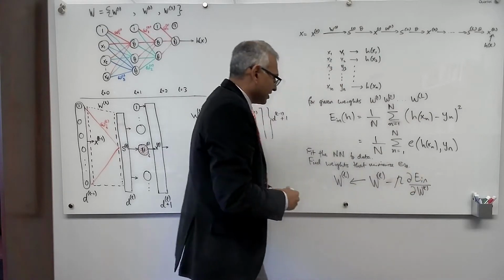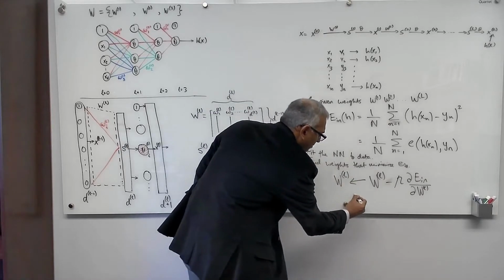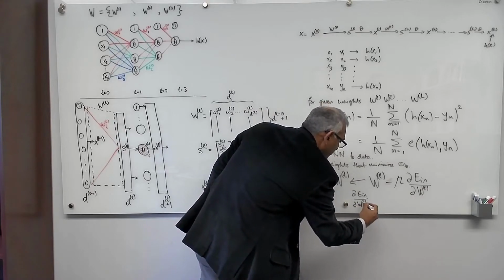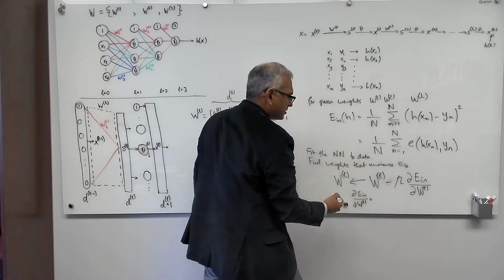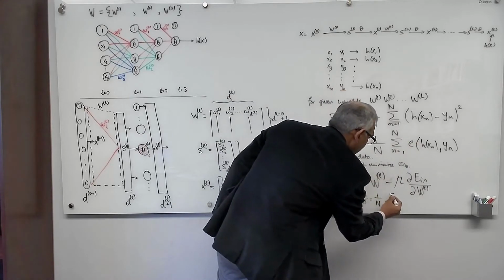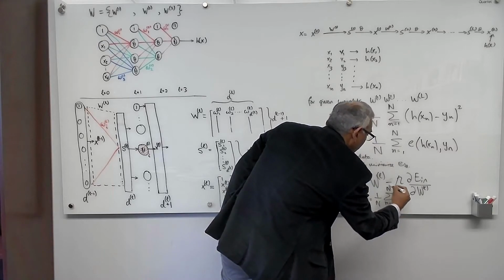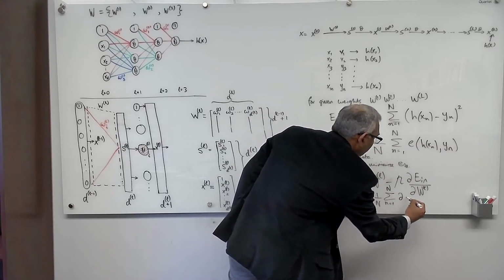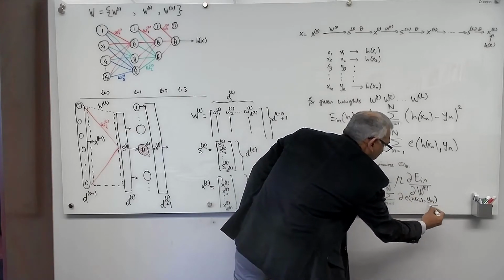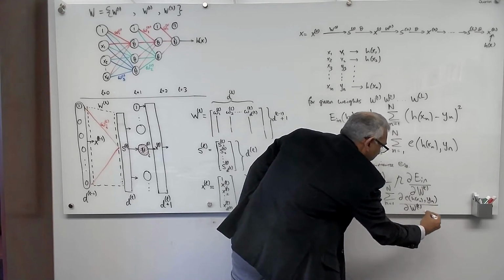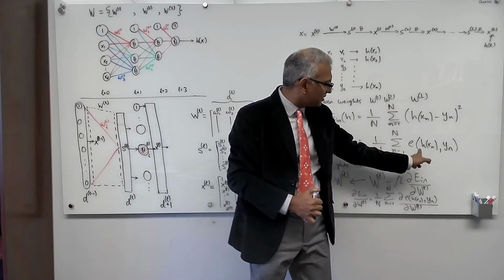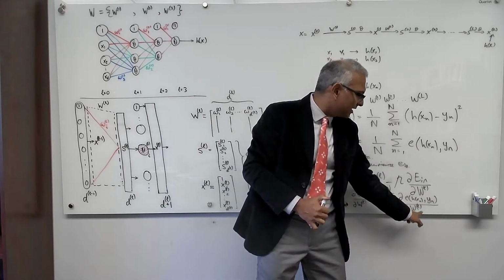And what is the gradient of the in-sample error? The gradient of the in-sample error with respect to WL is the gradient of a sum. So it's 1 over n, the gradient of a sum, but that's a sum of gradients, a sum from n equals 1 to big N of the gradient of E of h of xn, yn, with respect to WL. So we see that we need to be able to take the gradient of this error function with respect to the weights WL.